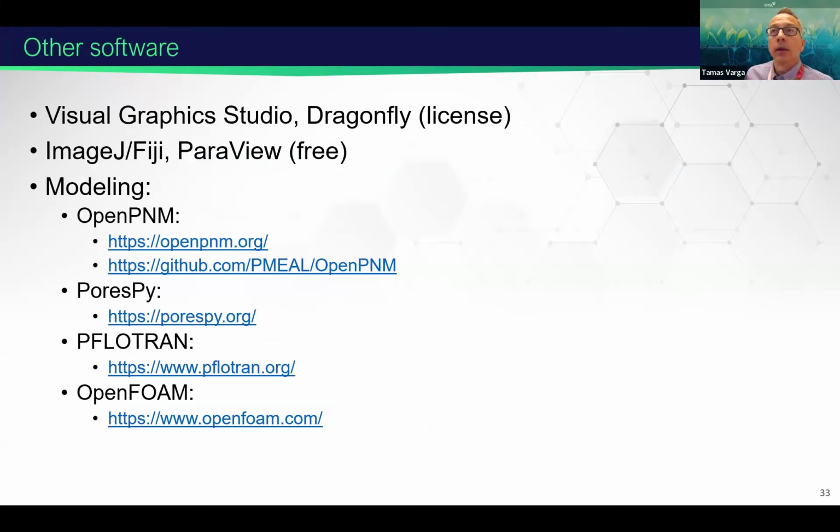And here is other software. I already mentioned OpenPNM and PoreSpy on the previous slide, but there are other 3D visualization tools like Avizo. One would be VG Studio, Volume Graphics Studio, and Dragonfly. Those all need to be purchased, although most vendors allow either to download a demo version or a trial period to check those out. And then the others are as I mentioned.